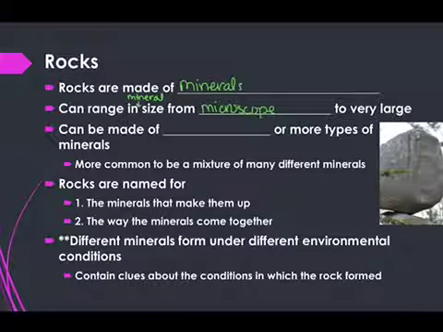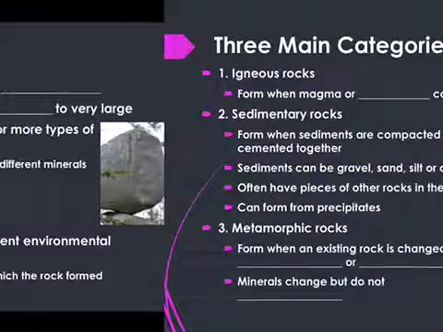They can be made up of one or more types of minerals, and it's very common for a rock to be a mixture of many different minerals. Rock names are based on the minerals that they are made up from and the way those minerals come together. Different minerals will form under different environmental conditions. We learned about that last chapter, and so this gives us clues about the conditions in which the rock formed.